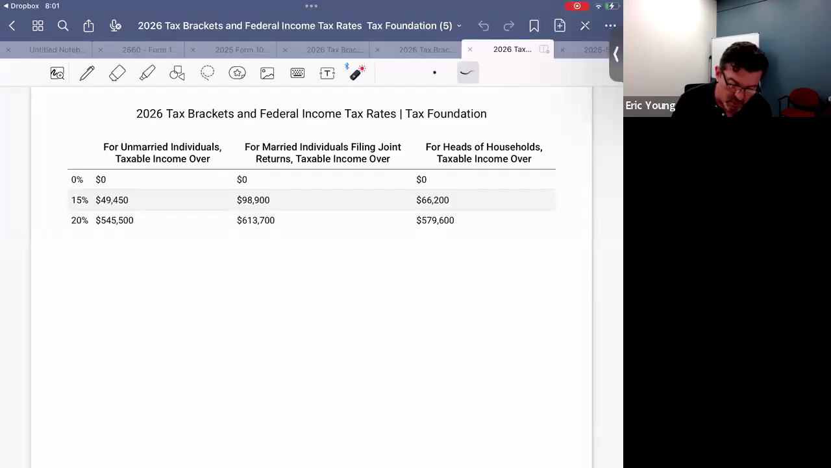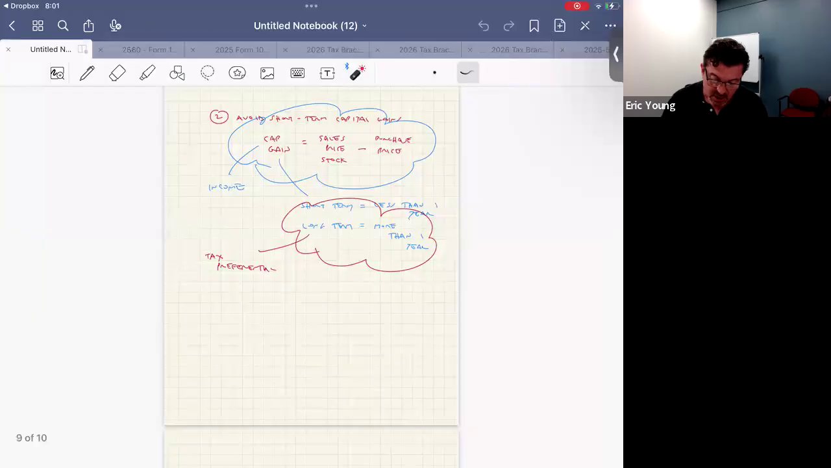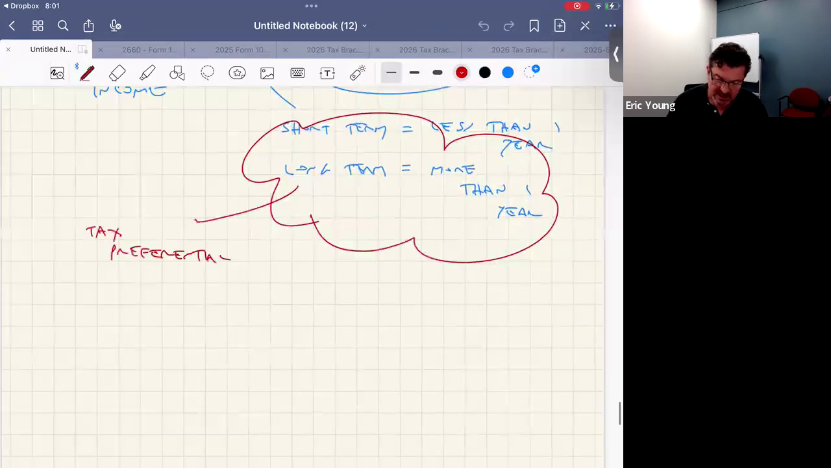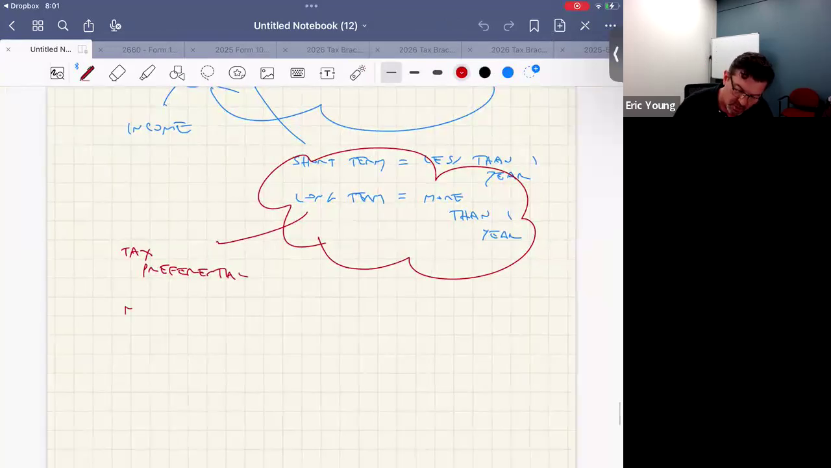So strategy number 2, take advantage of long-term capital gains. I do want to point one important thing out. This only ties in to non-tax advantaged accounts. It's very important that we bring this up. In other words, these rules here only count for regular brokerage accounts.